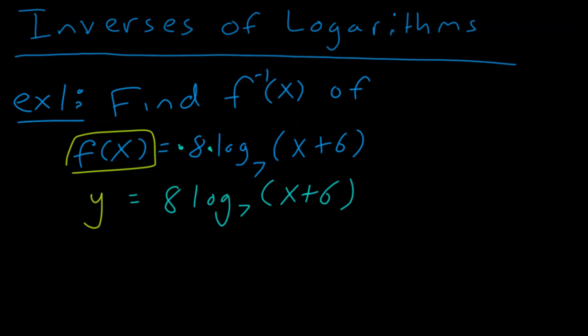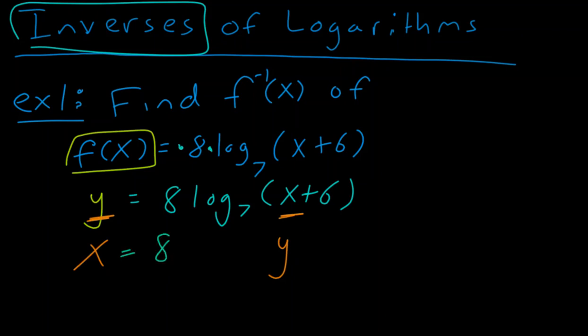And then from here, remember, what's the idea of inverses? The idea of an inverse is that you take your y and your x and you switch them. Remember, we had a whole section on this. Alright, so we switch our x and our y. So let's say x is equal to 8 log base 7 parentheses y plus 6. Man, I promise, guys, I'm trying to get that same blue color. I'm just missing it. Alright, and from here, now we start getting rid of things, okay?